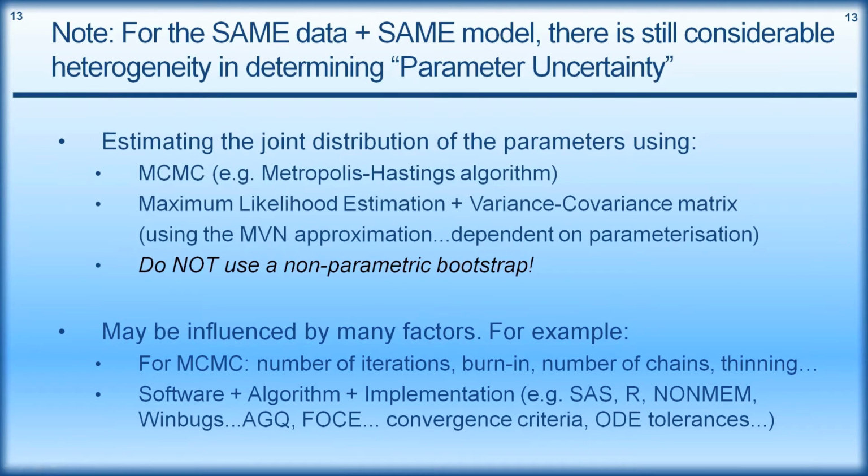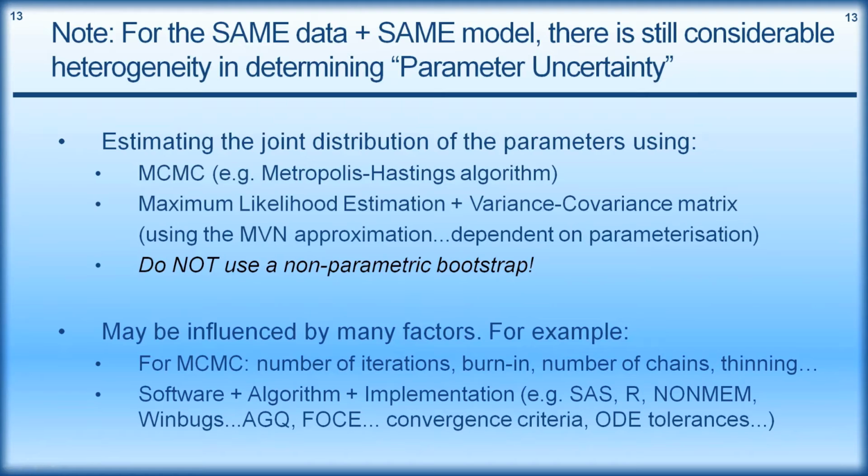I think it's important to note that for the same data and the same model, there is still considerable heterogeneity in determining parameter uncertainty. So there isn't just one way of determining parameter uncertainty. We can get potentially different answers depending on how we do it. We can think about estimating the joint distribution of the parameters using Markov chain Monte Carlo, like the Metropolis-Hastings algorithm. And this really is the gold standard. It maps those complex joint distributions, or p-dimensional distributions.